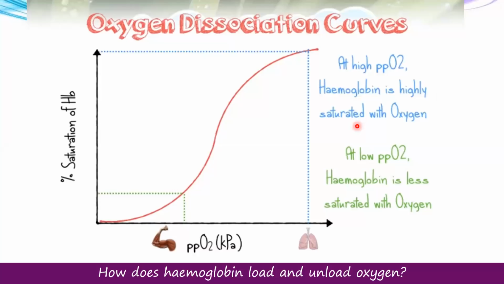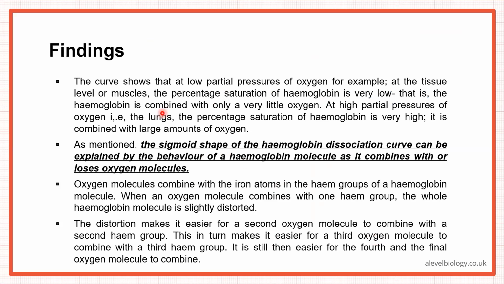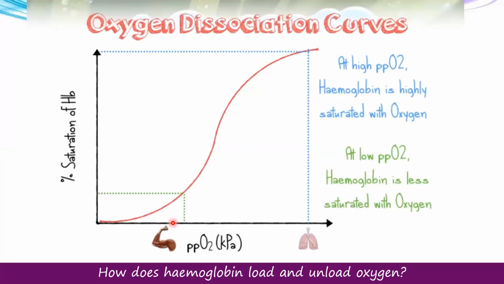So here you may notice that at high partial pressure of oxygen, hemoglobin is highly saturated with oxygen, and at low partial pressure of oxygen, hemoglobin is less saturated with oxygen. There are different graphs you can use to relate to how this oxygen dissociation curve is interpreted. So what are the findings? The curve shows that at low partial pressure of oxygen, for example at the tissue level or the muscles, the percentage saturation of hemoglobin is very low. That is, the hemoglobin is combined with only a very little oxygen. We saw that in this diagram as well.